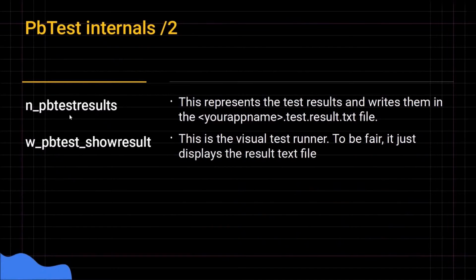Other objects: PbTest results represents the test results, and it is the object that writes the result txt file, while WPBTest show result is the visual test runner. To be fair, it just displays the result text file. The runner simply produces the result .txt file, and this window displays it in a nice way.